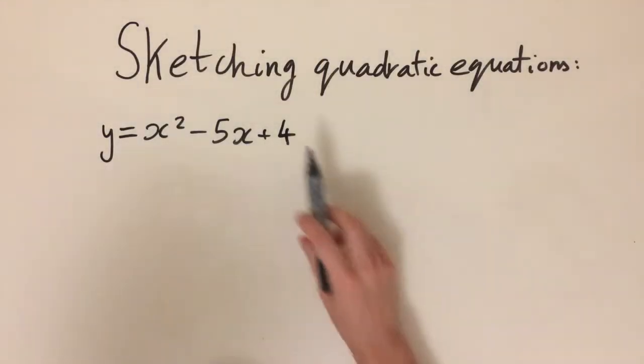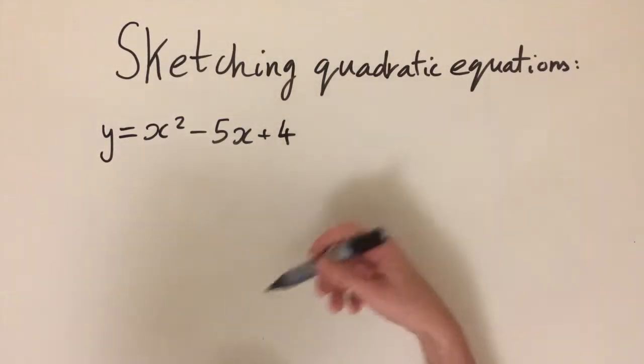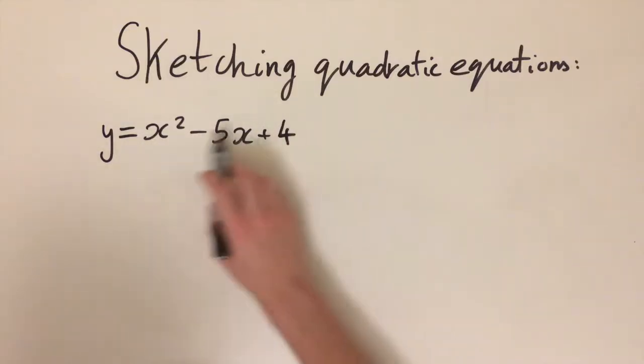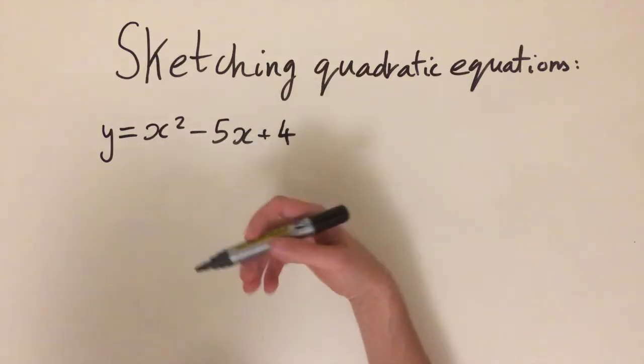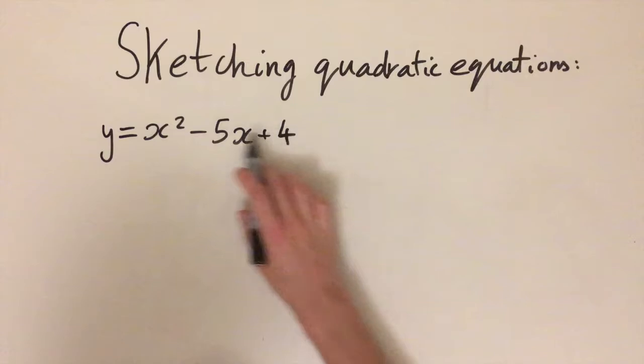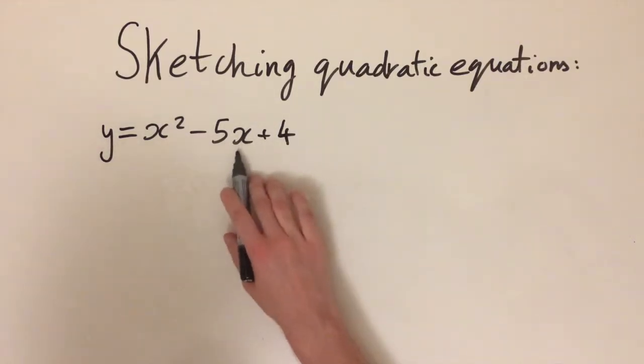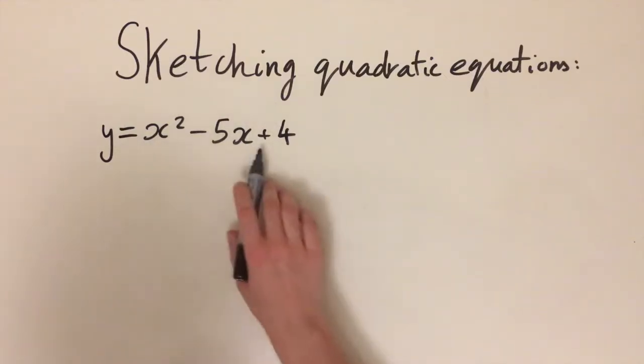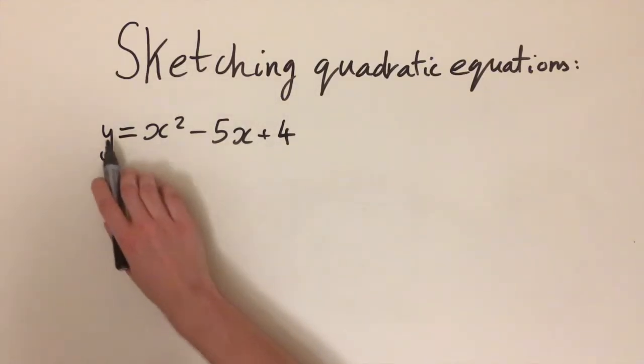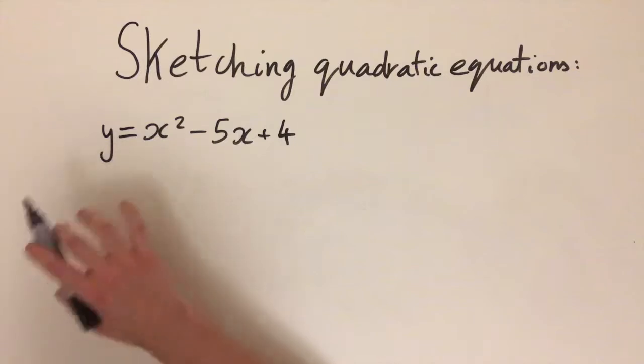Okay, this is part 2 of sketching quadratic equations, and in this video we're going to look at actual quadratic equation examples and work out how to sketch this function. So this is a function of x, so this is the input, it's taking numbers in the form of x, and it's giving us numbers out. The output is y, so this is the number that's coming out.